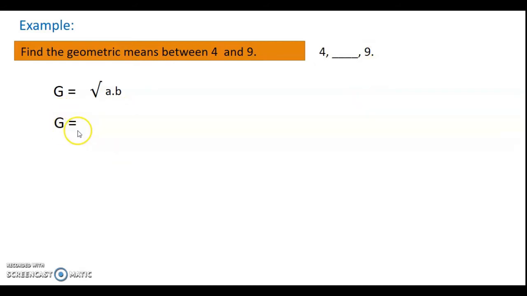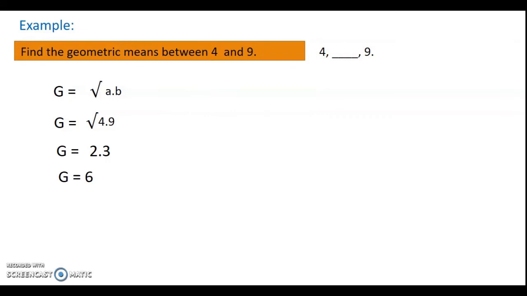So geometric means is equal to the square root of 4 times 9. 4 times 9 is 36. So the square root of 36 is 6. Or you can get it directly: the square root of 4 is 2, and the square root of 9 is 3. Then multiply. So 2 times 3 is equal to 6. So the number between 4 and 9 is 6.